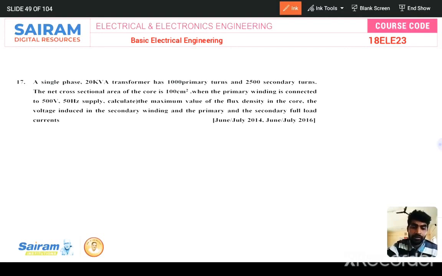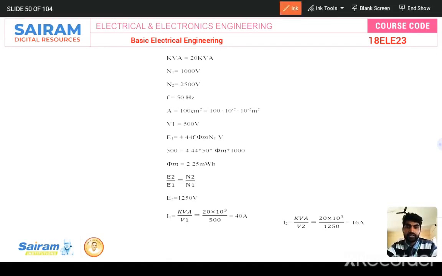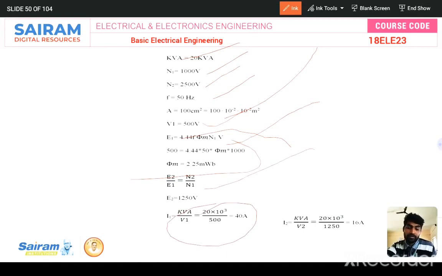Already we solved this problem in previous video. The data only they changed. Just solve like this. So everything they have given. kVA is given 20 kVA, N1, N2 frequency is given, area is 100 cm square and V1 is given. Just to calculate flux, okay, and after that you calculate by using this E2 by E1 is equal to N2 by N1 turns ratio. Then you can calculate I1 is equal to kVA by V1, I2 is equal to kVA by V2 formula. So directly we got 40 amps and then 60 amps.